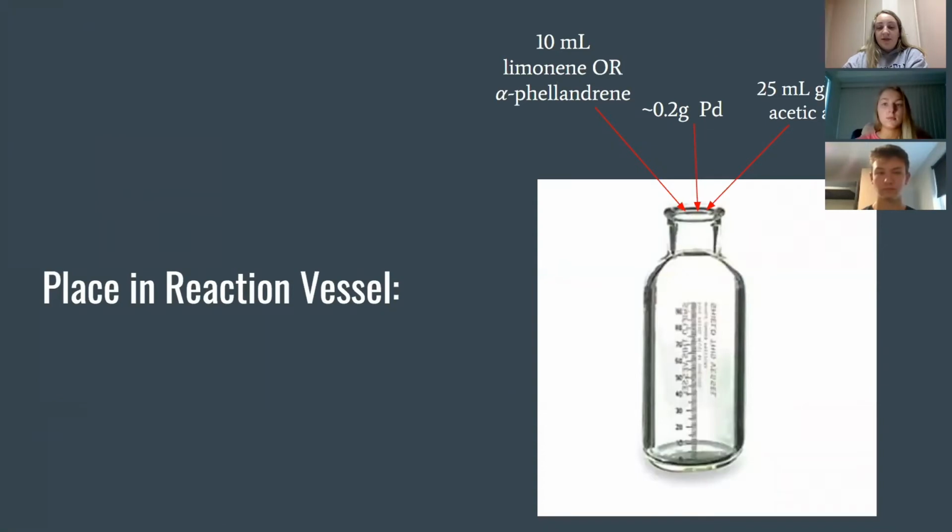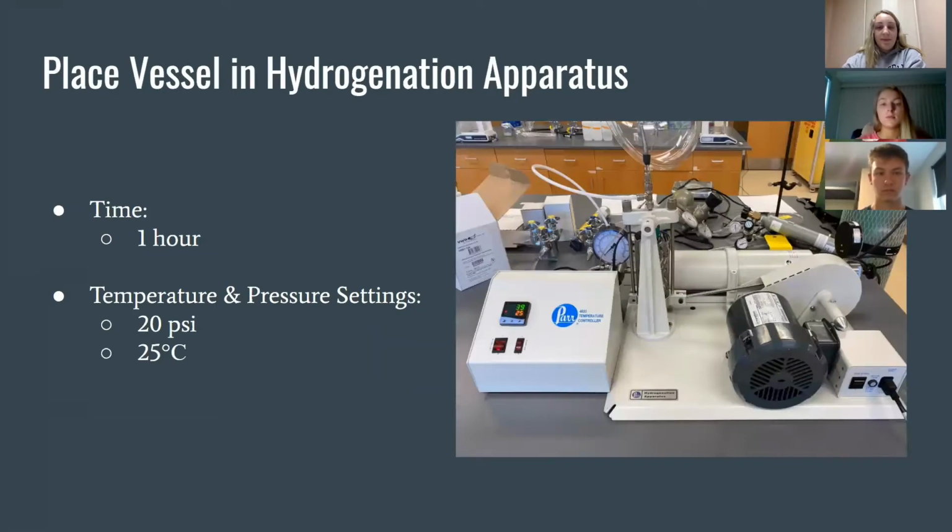First we placed 10 milliliters of limonene or alpha-phellandrene into the reaction vessel, and then about 0.2 grams of palladium, which is our metal that acts as a catalyst, and then 25 milliliters of glacial acetic acid. We put the reaction vessel into the hydrogenation apparatus for 1 hour under 20 psi and 25 degrees Celsius for the temperature and pressure settings.